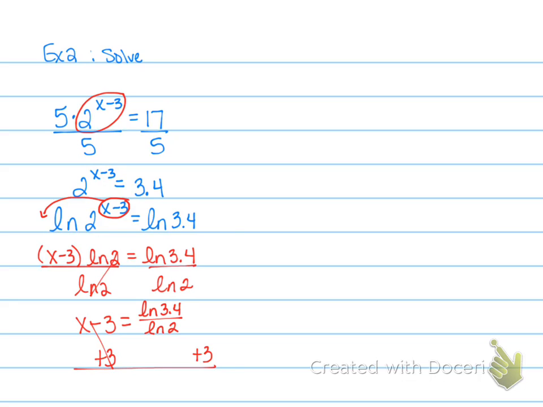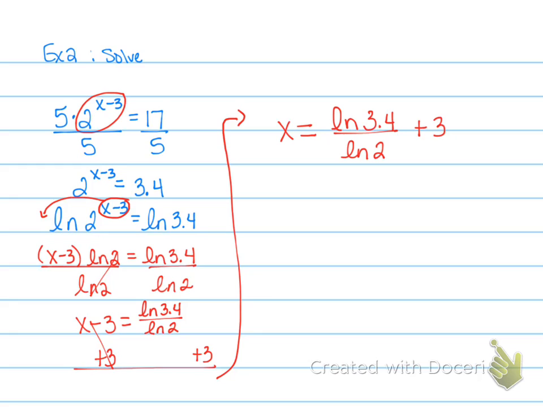Alright, so because I'm out of room, I'm going to bring this up here. And so we have x, the 3 canceled, so x equals the natural log of 3.4 over the natural log of 2, and then we're going to add 3 to it. So we can type this in our calculators, and we should get approximately 4.766.